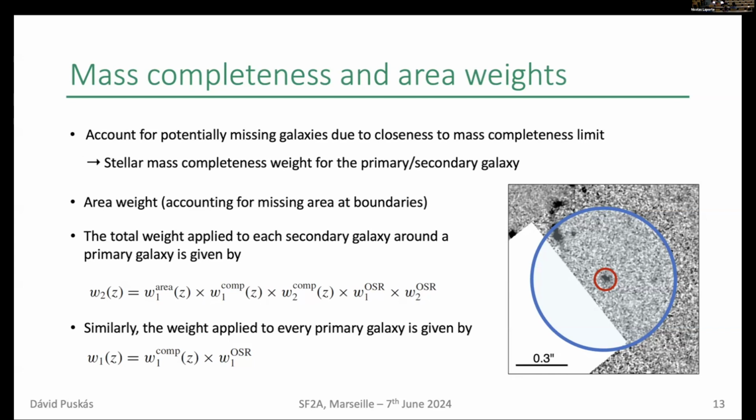And finally, we are adopting an area weight because the survey mosaics have irregular shapes, and some galaxies at the boundaries have some missing area. For example, in this case, it's about 40% of the area is missing. So we also account for this. And eventually, we combine all these weights together and apply it for both primary and secondary galaxies.